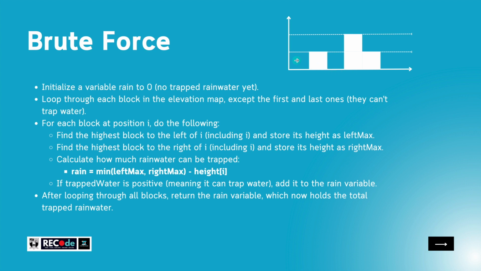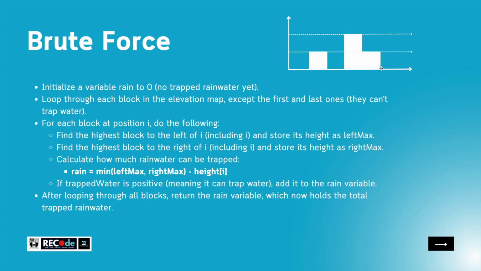So if you see here, you cannot trap water on this side as there are no blocks towards the left of 0 and there are no blocks towards the right of n minus 1 or n, whichever way you index it, from 0 to n minus 1 or 1 to n. For each block at position I, do the following 4 steps.